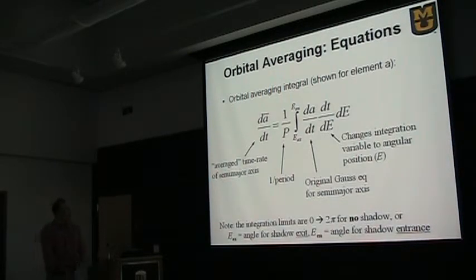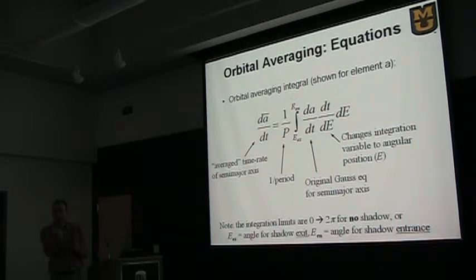And here's the equation that does that. What you have to do is put the original Gauss equations, the differential equation, in an integrand, and change the integration variable from time to an angular position. That allows me to integrate the limits from, in the case of one revolution completely in sunlight, 0 to 2 pi, once around the circle. If I'm in the shadow, those limits are where I entered the shadow and where I left the shadow. That integral is going to give me, in this case, delta A.